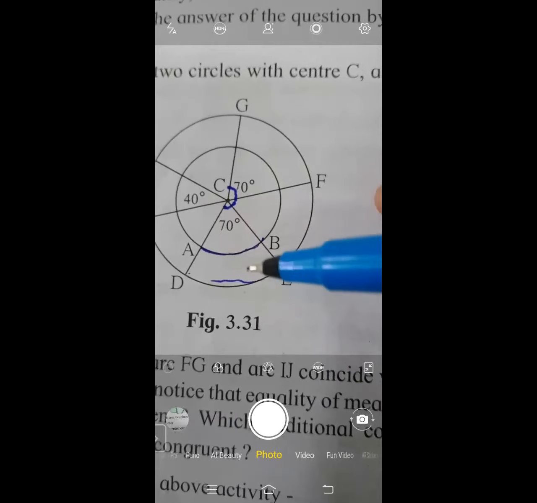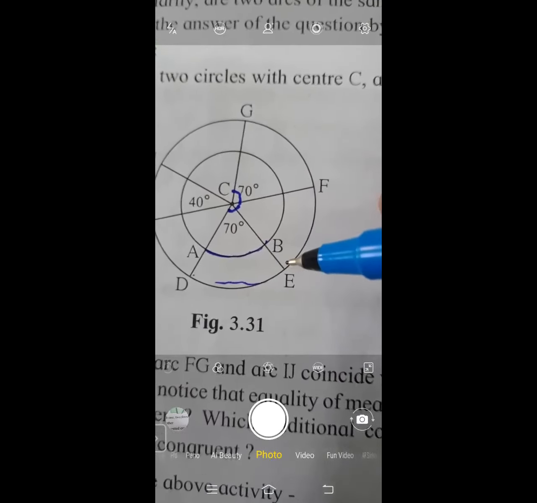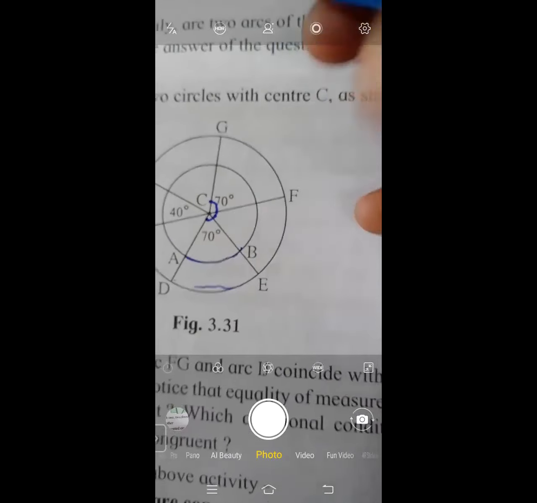So what is the second condition to make them congruent? You should have the same central angle as well as the same radius. Both the circles should have the same radius, then the two arcs will be congruent. This is the important property.